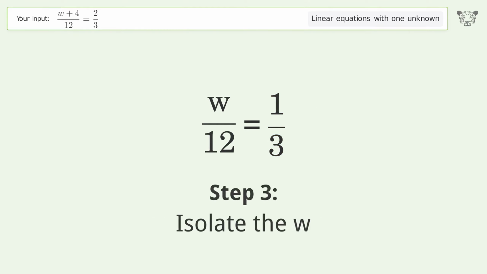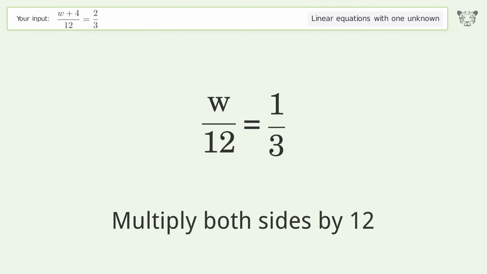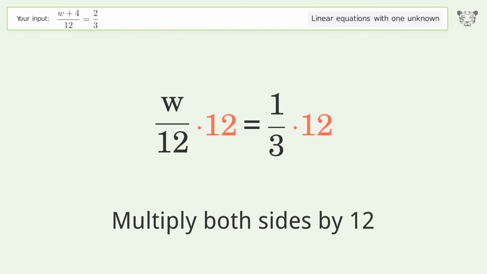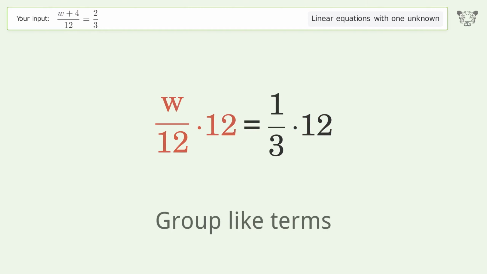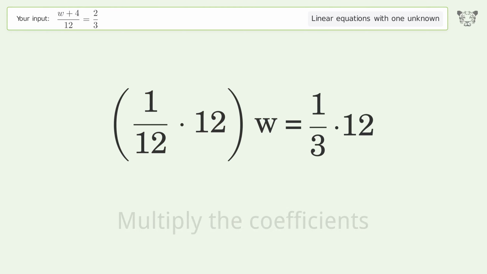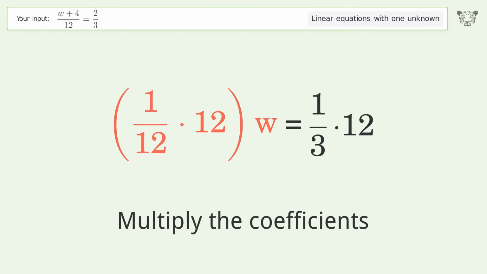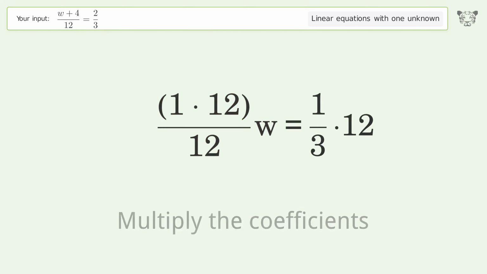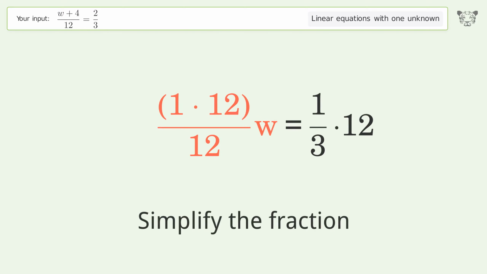Isolate the w. Multiply both sides by 12. Group like terms. Multiply the coefficients. Simplify the fraction.